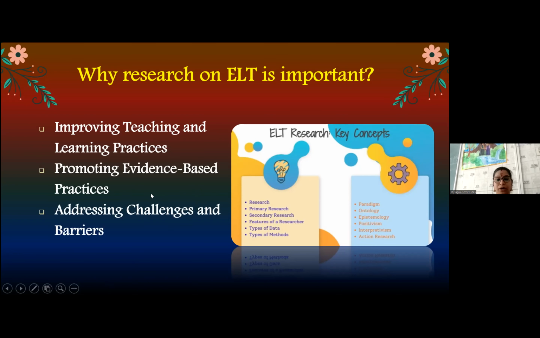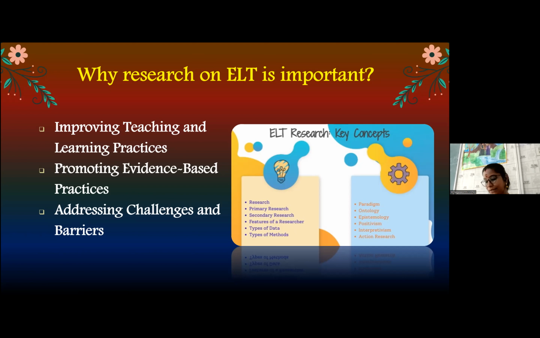Research on ELT promotes evidence-based practices. For that reason only, I just quoted Charles Dickens, right? We need to do some kind of research to give information to the society. We need to have proper evidence. So ELT research, on the other hand, promotes evidence-based practices and addresses challenges and barriers.